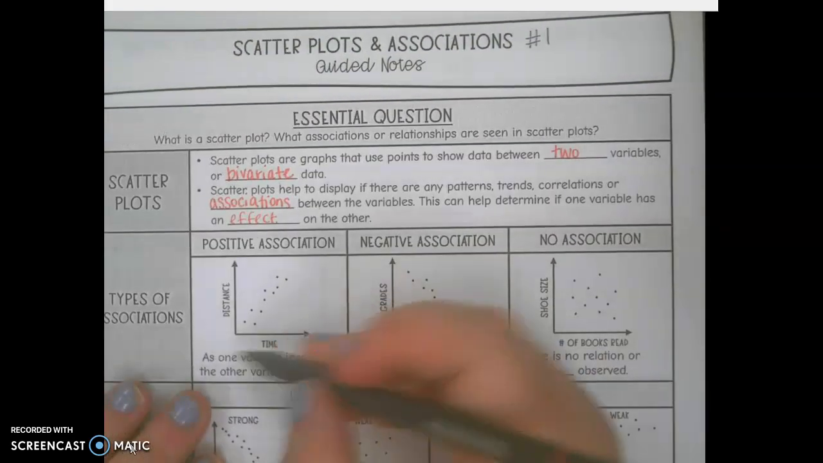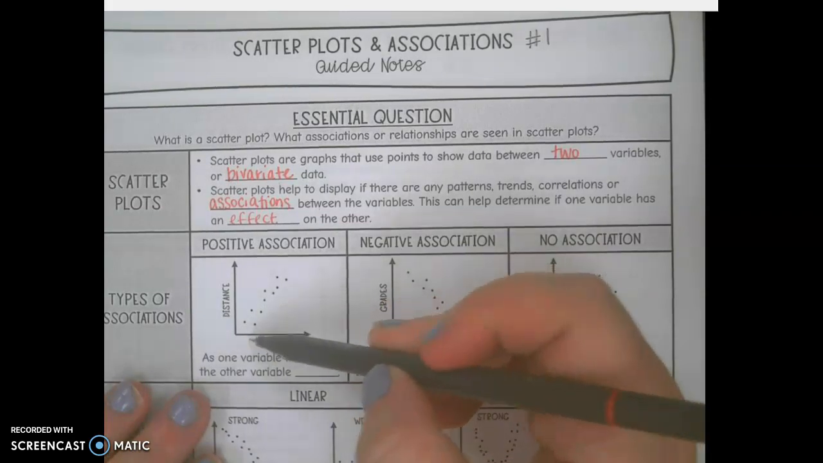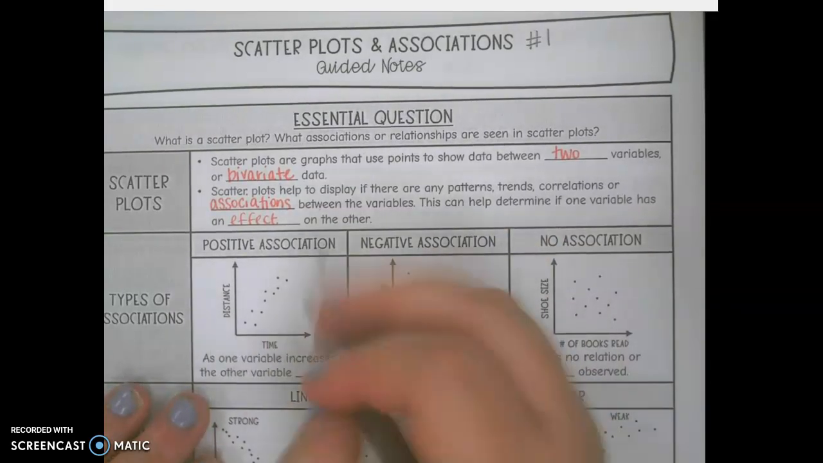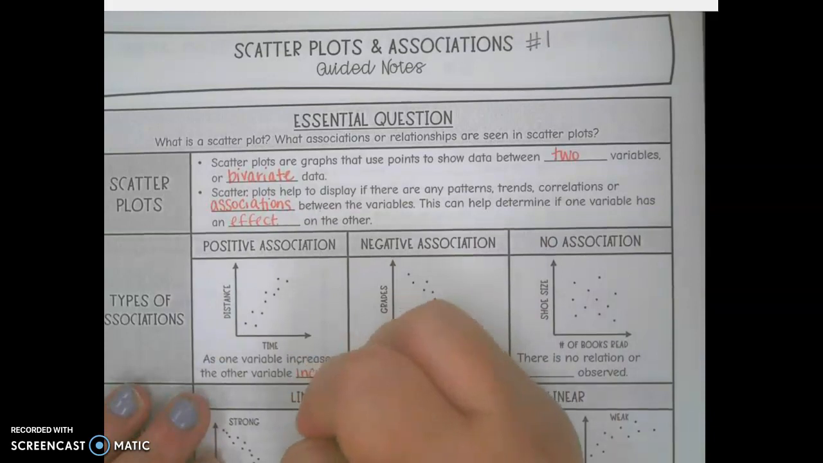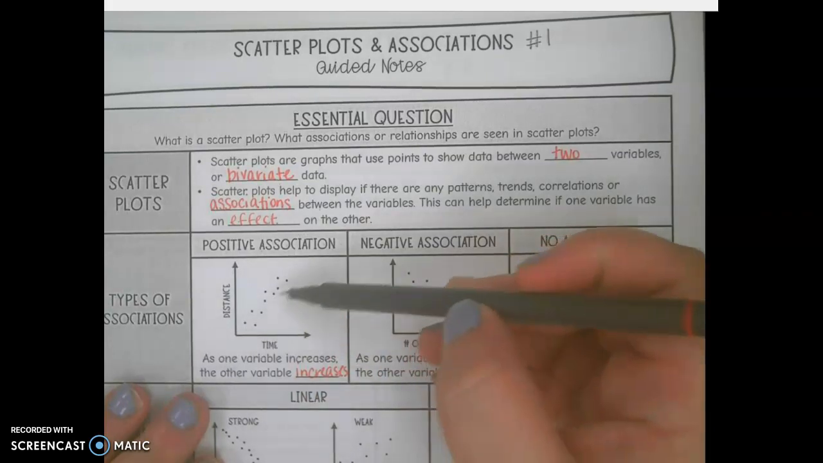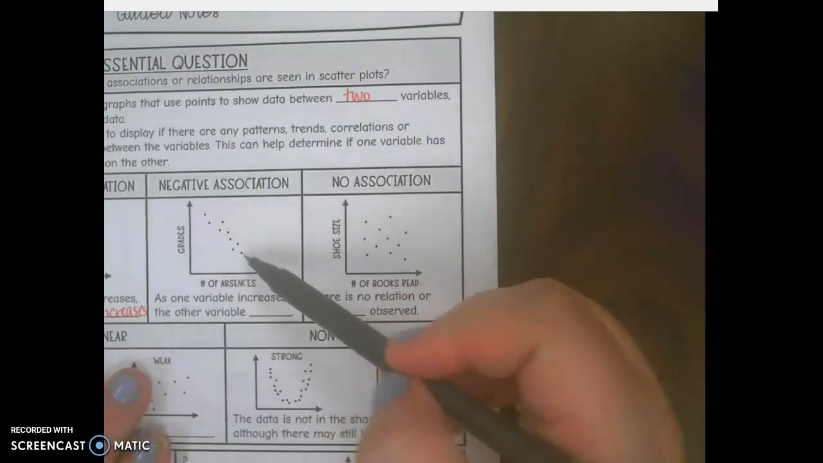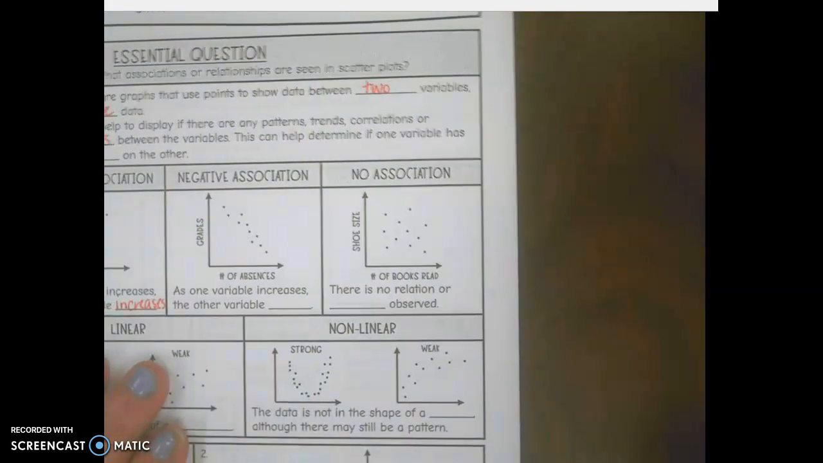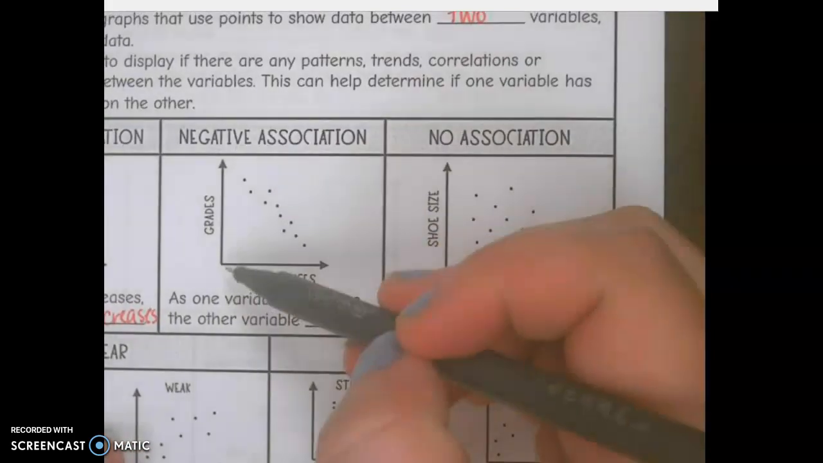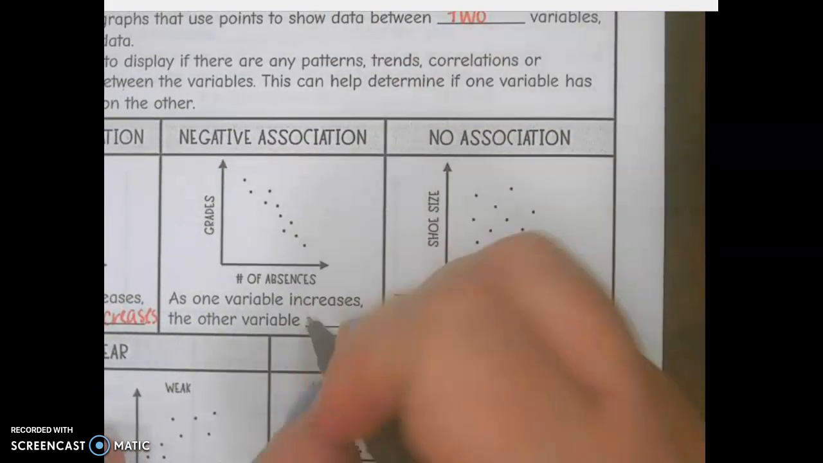All right, so as this one increased, as time got bigger, our distance also got bigger. So as one increases, the other increases. This is a positive association. We see that because it's going up in a positive direction. This one's a negative association. It's going down. And so when we see this one, as one increases, our absences are still increasing, our grade, or the other variable, decreases.